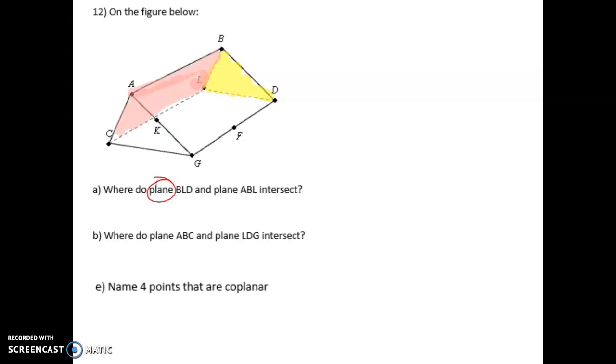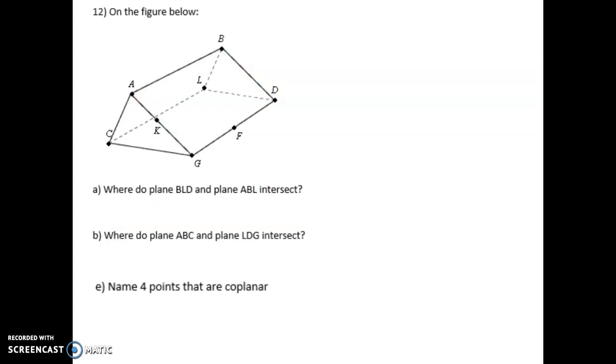And we talked about this. I've said this quite a few times. When you're talking plane and plane intersect, I know it's going to be at a line. So here, the only line that is shared by these two planes where they are touching is line BL. So I want you guys to pause this video and do B. When you come back, let's resume this video and continue.